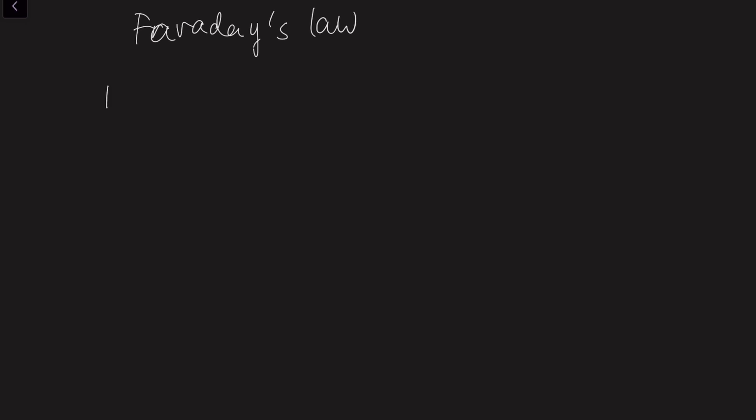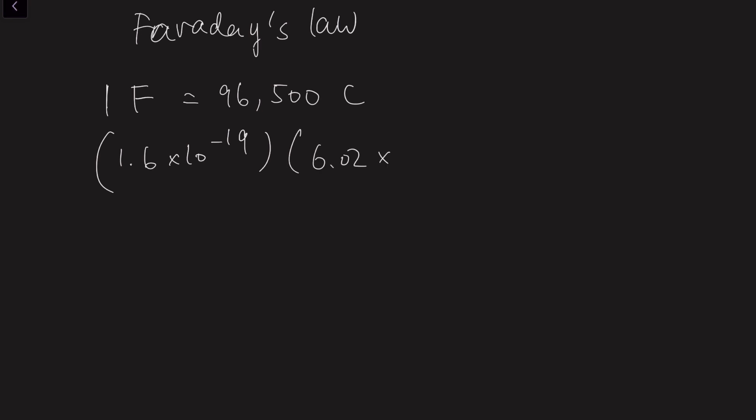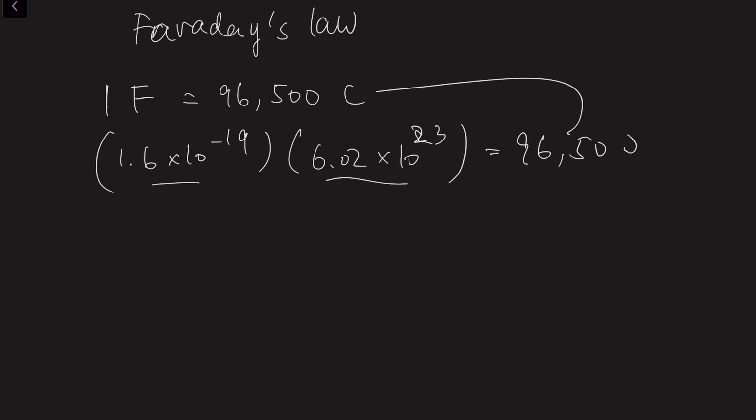So 1 Faraday is called 1F and is equal to 96,500 coulombs of charge. This is also in your data book. The charge of 1 electron is 1.6 times 10 to the negative 19 coulombs. And we know that 1 mole of any substance is 6.02 times 10 to the power of 23. All those values are in your data book. And if you multiply these two numbers together, you get 96,500. So that's where this number comes from.